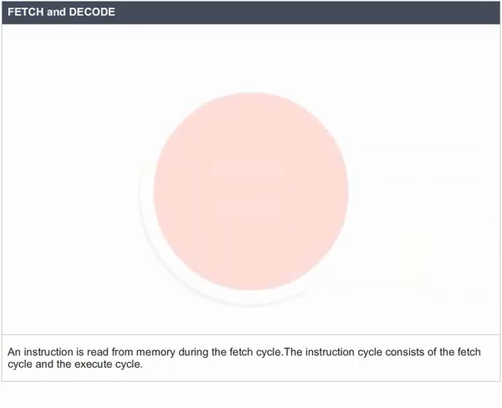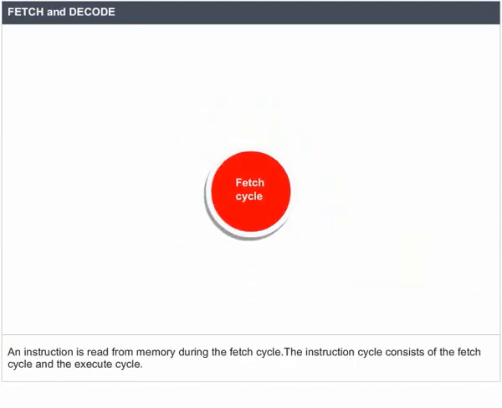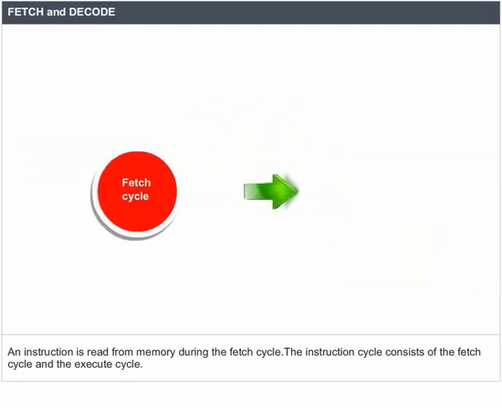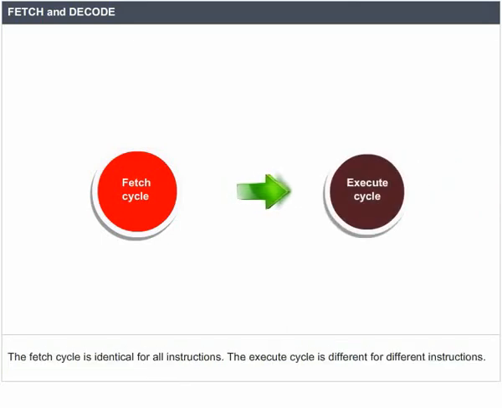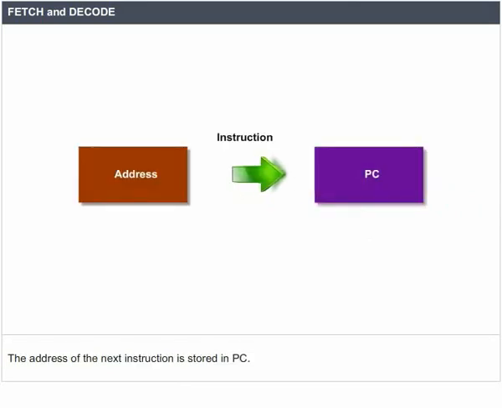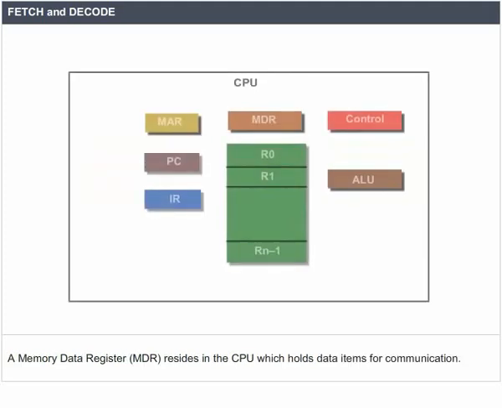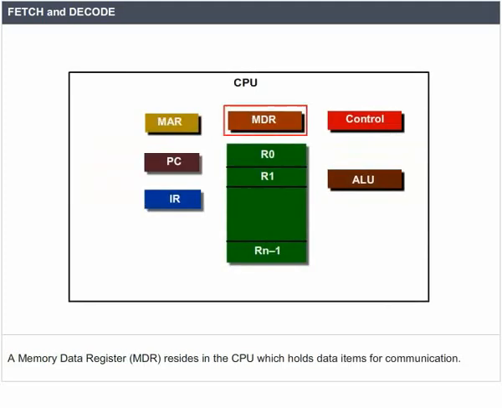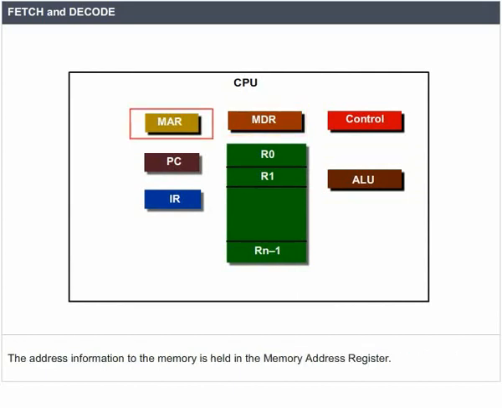After fetch and decode, an instruction is read from memory during the fetch cycle. The instruction cycle consists of the fetch cycle and the execute cycle. The fetch cycle is identical for all instructions. The execute cycle is different for different instructions. The address of the next instruction is stored in PC. A memory data register MDR resides in the CPU, which holds data items for communication. The address information to the memory is held in the memory address register.